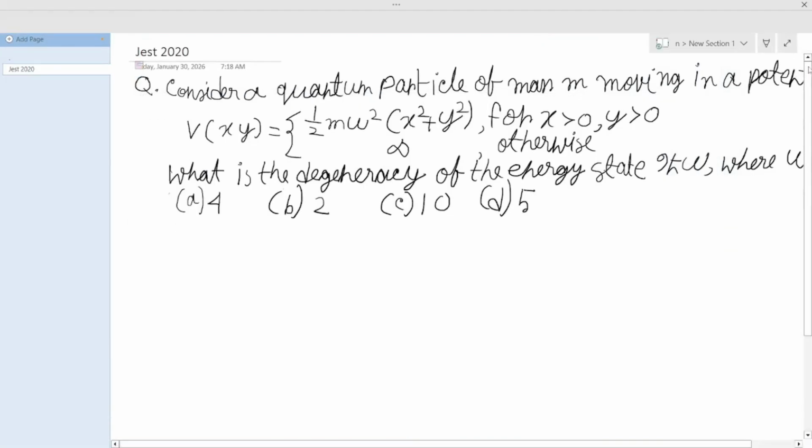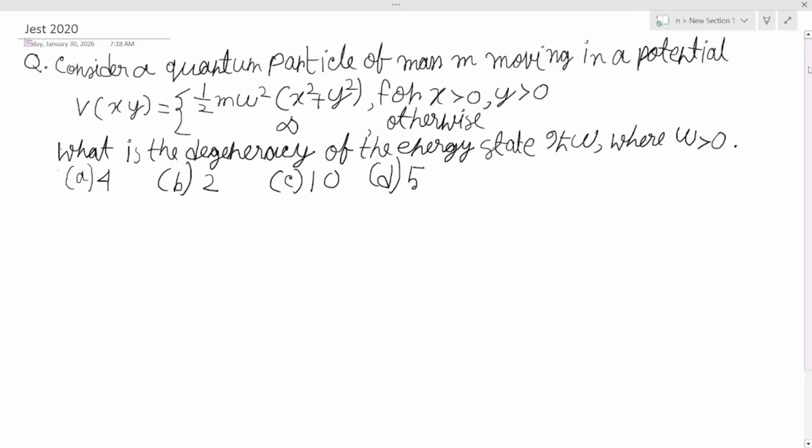Okay, this question was asked at JEST 2020. Consider a quantum particle of mass m moving in a potential. The potential is half m omega square, x square plus y square, for x greater than 0 and y greater than 0, and otherwise it is infinity. What is the degeneracy of the energy state?